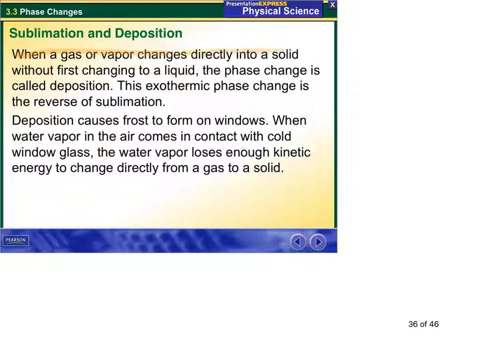When a gas or a vapor changes directly to a solid without first changing to a liquid, the phase change is called deposition. It's the reverse of sublimation. This causes frost, and causes some snow. Snow can be some mixture of both freezing and deposition. When water vapor in the air comes in contact with cold window glass, it loses enough kinetic energy to change directly from a gas to a solid.